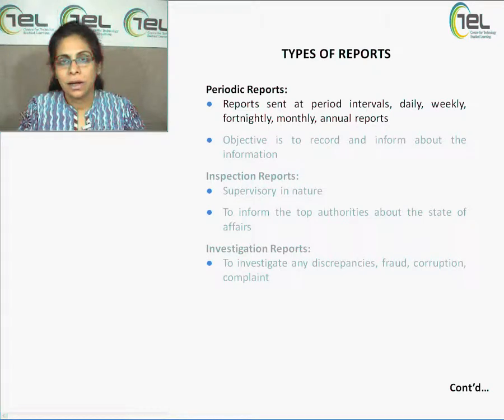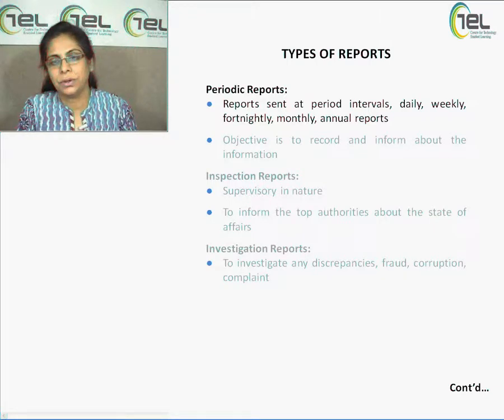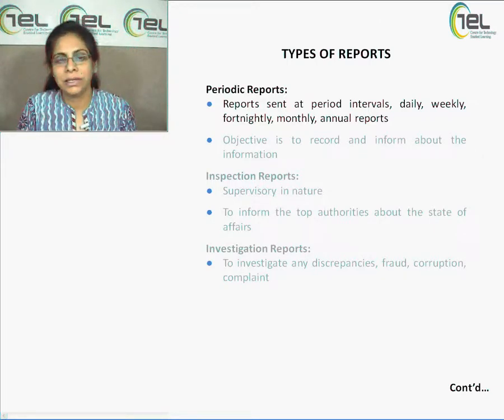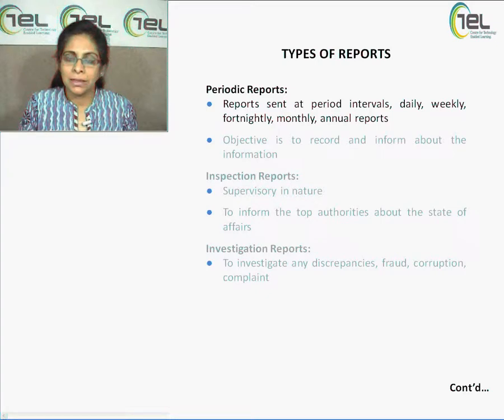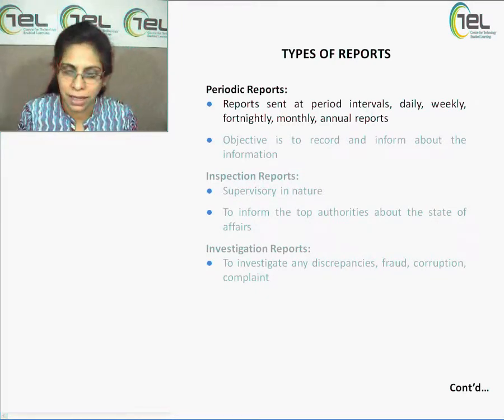It could be daily. How much production was done daily, you fix the number and report. How much sales were done daily, you fix the number and report that. Usually the daily and the weekly or the fortnightly reports do not require too much text. They have a fixed format which you just have to fill up and give to them.